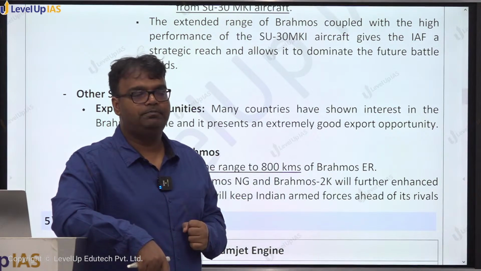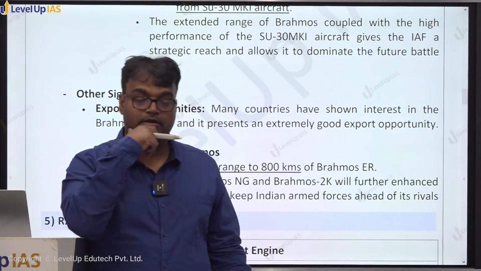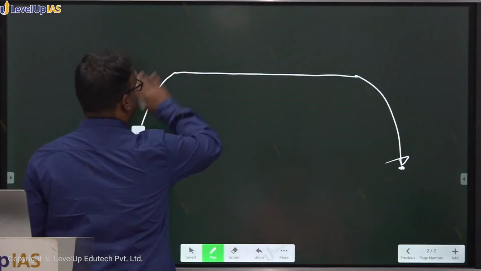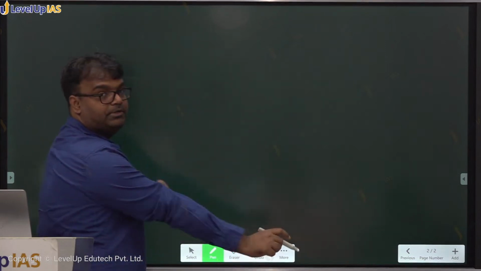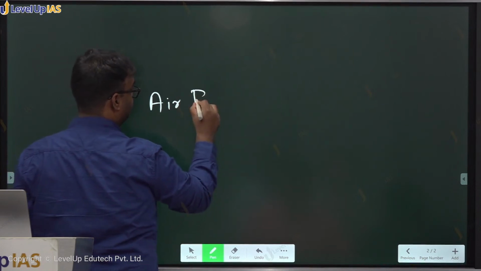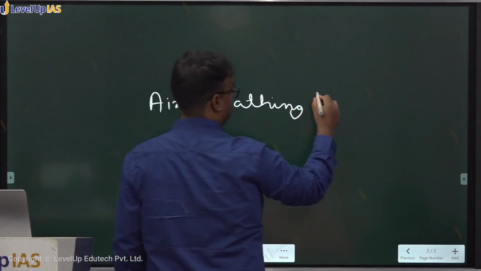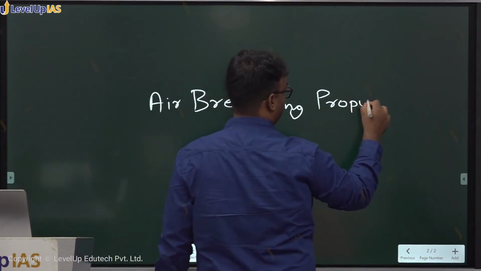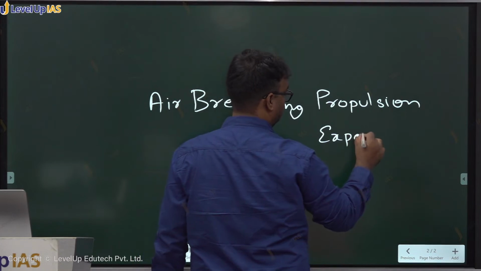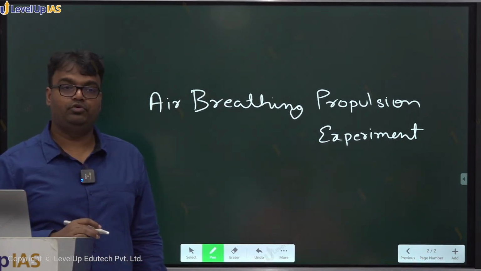So what is ramjet engine? We had studied something called scramjet engine. Remember, एक हमने वो पढ़ा था स्पेस में. In space, we had studied air breathing propulsion experiment. Air breathing propulsion experiment. What was this experiment?